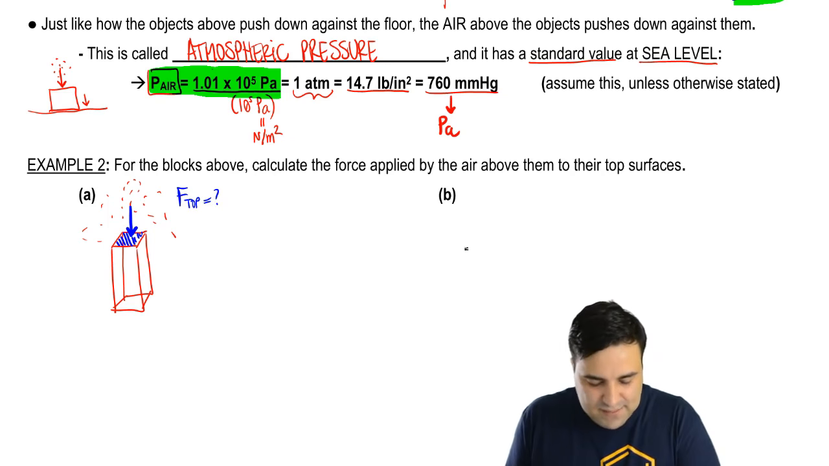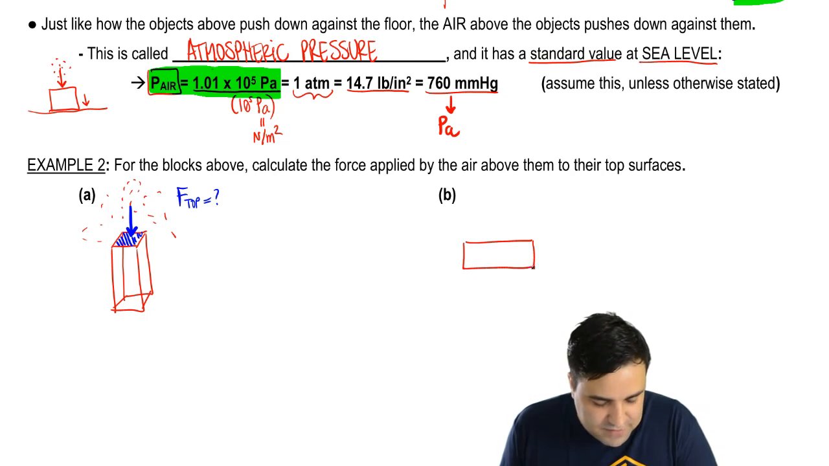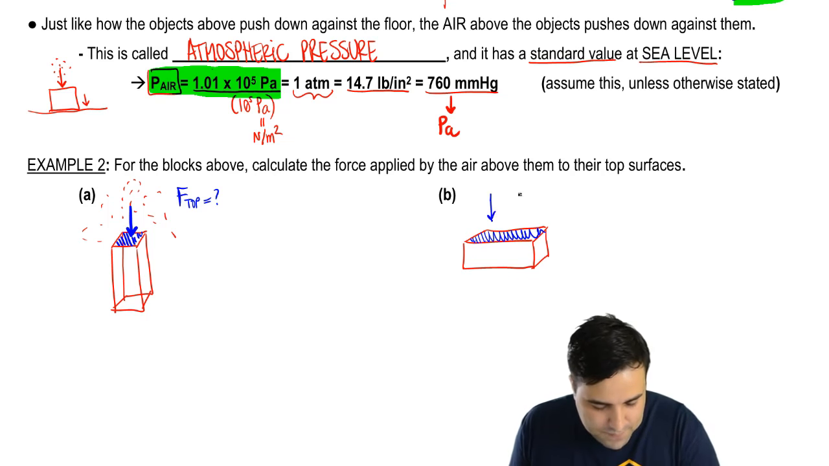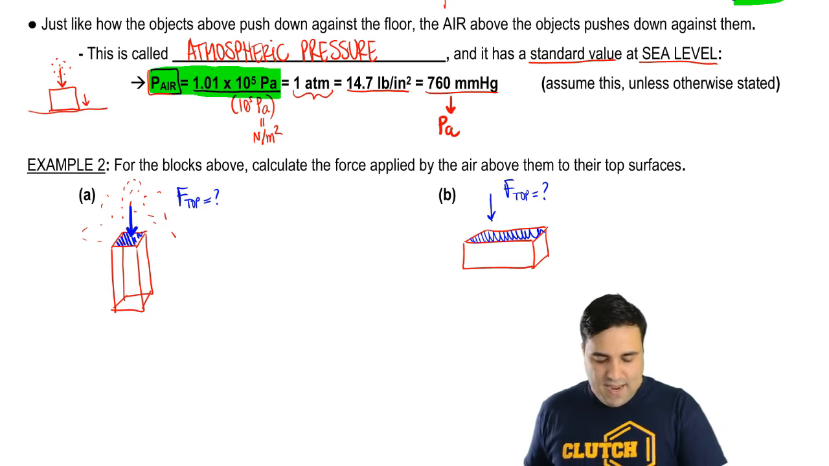For part B, it's the same thing, except that it's laid out a little bit differently. So it looks sort of like this. And I want to know how much force is applied to the top surface over here, F top. Cool. And so how are we going to do this?